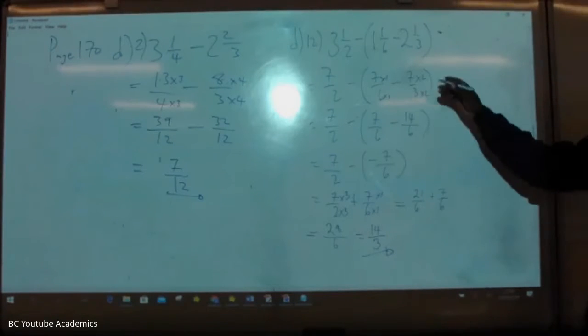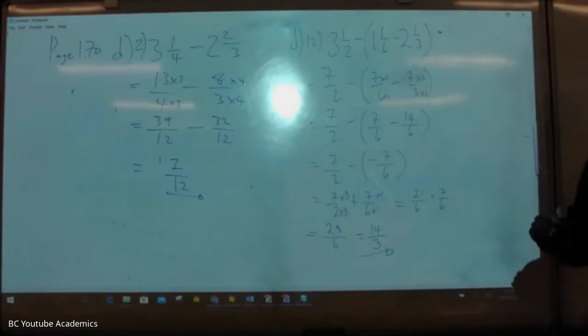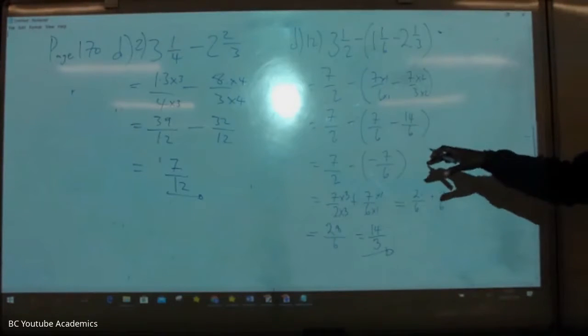It looks like many steps, but it's pretty fair. Okay, you can take it down, I'll leave it on the board.